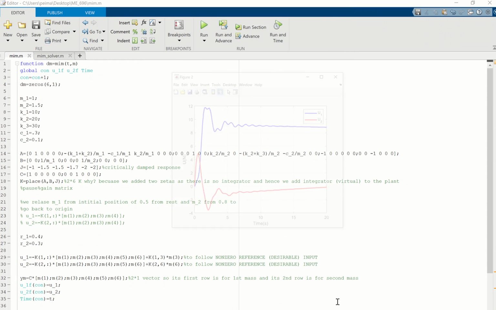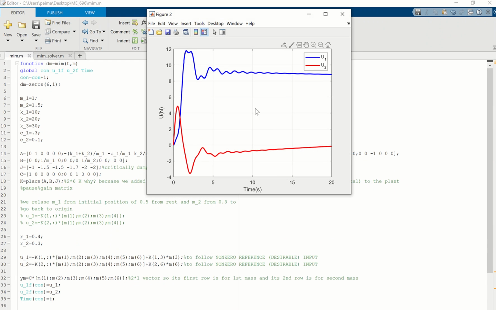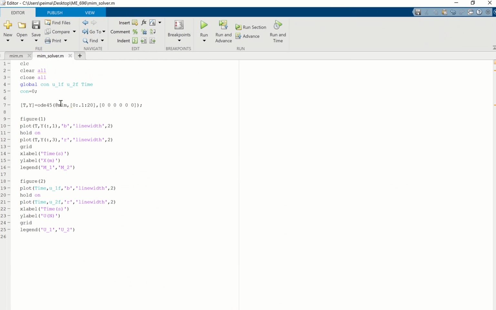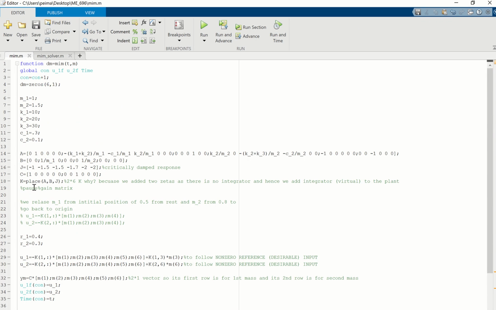You see that these are the U's, the control inputs that go to the actuators. So you have to increase the time. Say, I have to say 50 seconds. Why? Because I said my system wants to be a critically damped system. A critically damped system is much slower than an over damped system.